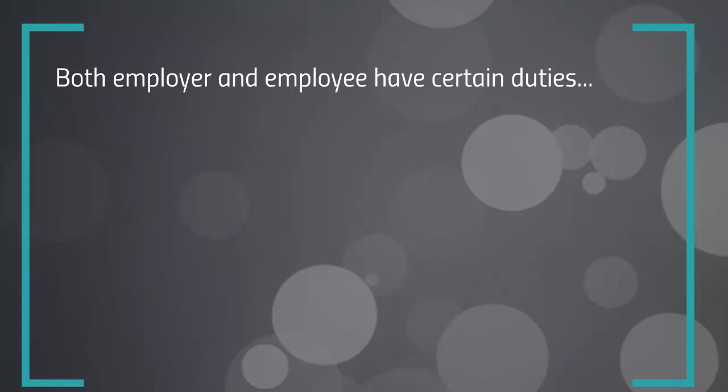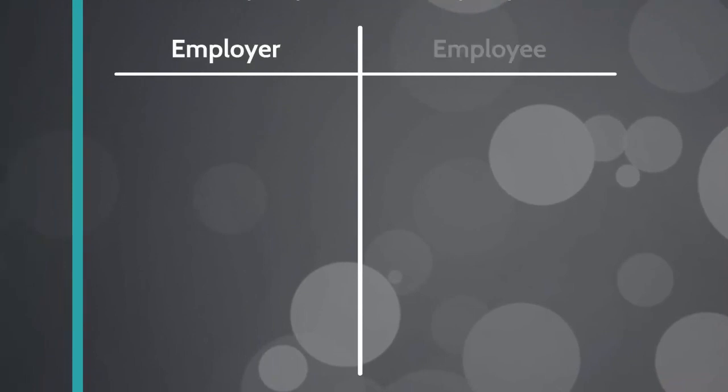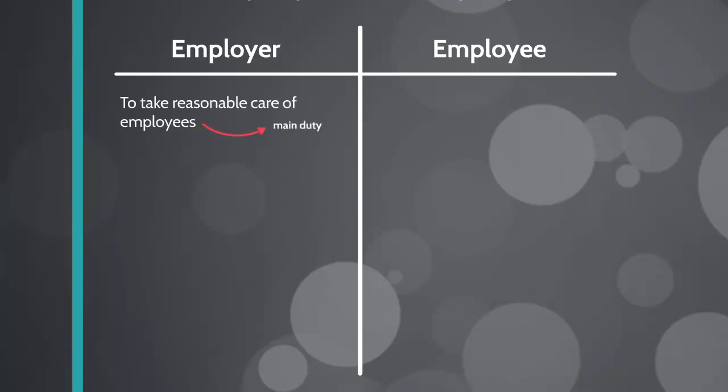So let's first of all have a look at the duties that fall upon the employer. And their main duty really is that they are expected to take reasonable care of their employees. And what we're going to look at now is a variety of other duties, such as the one I've put on the screen, that all work together for that main duty. So the first one, as you can see, is to provide a safe, healthy working environment.